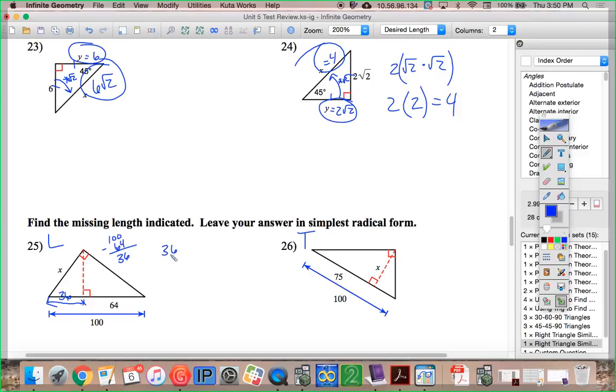So it's 36 over x, because it's part of the hypotenuse over the leg. And that equals the same leg, so back this way, over the entire hypotenuse, which is 100. Cross multiply, you get 3600 equals x squared. Take the square root, you should get 60.